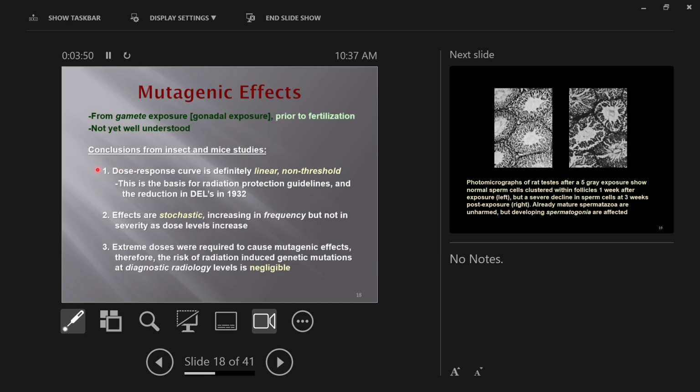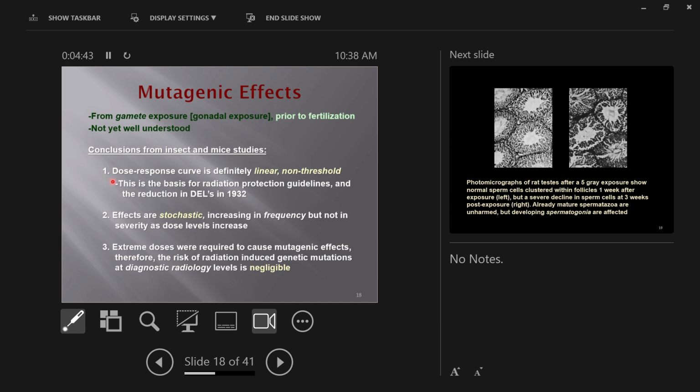So, conclusions from insect and mice studies on mutagenic effects. Dose response curve is definitely linear, non-threshold. That means a straight line, right? That demonstrates no threshold, meaning there's no safe amount of radiation to prevent a mutagenic effect from happening. Mutations happen no matter what you do. More of them happen when you expose to radiation, so there's no safe threshold. Any amount of radiation can cause a genetic mutation because we talked about the target theory, right? We talked about a hit, a deactivation of the portion of the genetic code, and that can happen with only a few ionizing events. So it can happen under very, very limited small exposure circumstances. So in principle, really any amount of exposure can cause harm to the DNA.